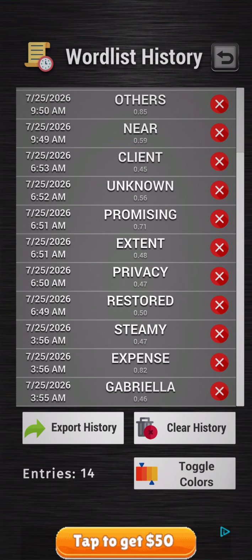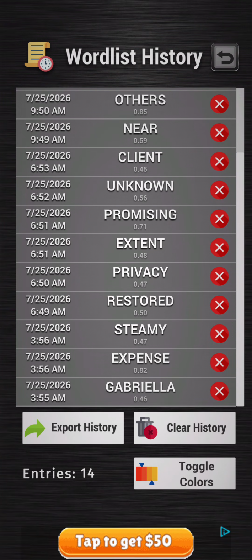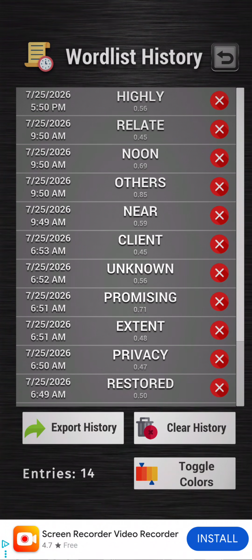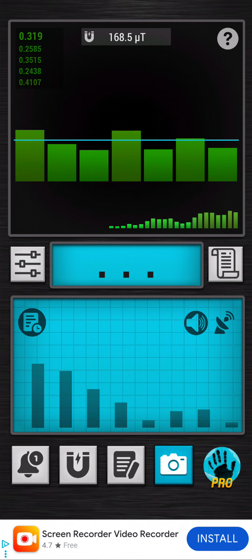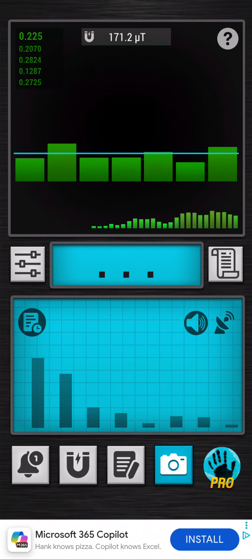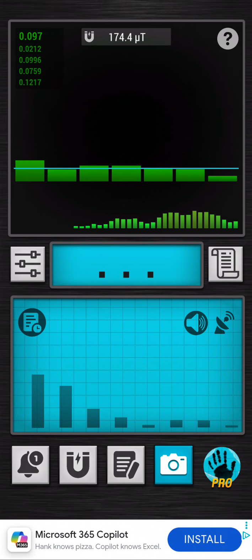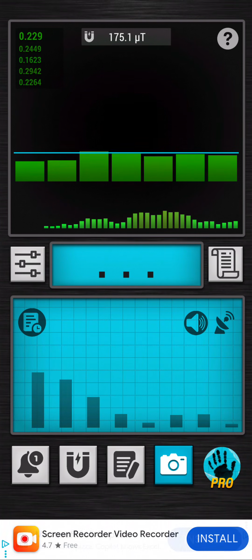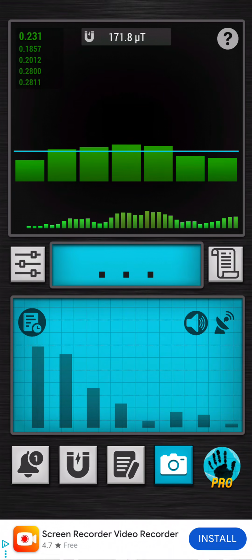Since I uploaded this app, Gabriel, extent, cleaning, restored, privacy, extent, promising, unknown, client, near others, noon, relate, and highly are the reactions I've gotten from the invisible world utilizing this app, which is an electronic voice phenomenon detector. I've been using it for about nine years now. It's how I talk to the invisible world inhabitants. Ain't that right, my friend?